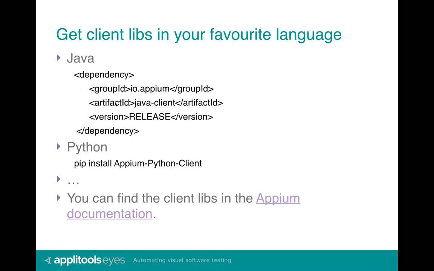If you're using Python, there's another example. You can do it in Ruby and C# as well. I've also posted a link to the Appium documentation where you can find how to download the client libraries for your programming languages. Okay.